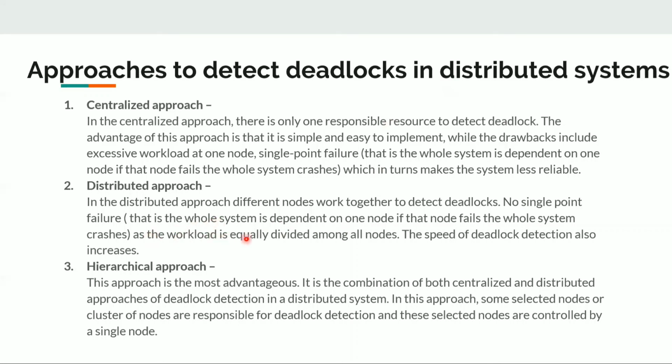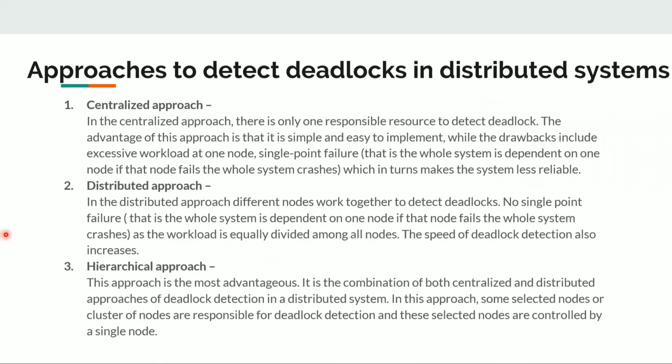So the workload is equally divided among all the nodes. In a distributed system, the workload is divided between all the nodes. As I said earlier, if you have only one resource or only one node, you do all your system processing in only one node, but in a distributed system they are distributed among all the nodes.